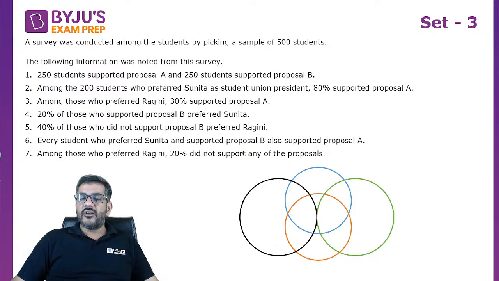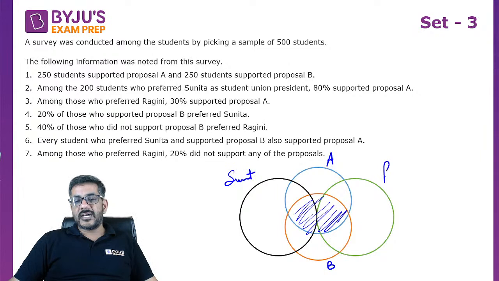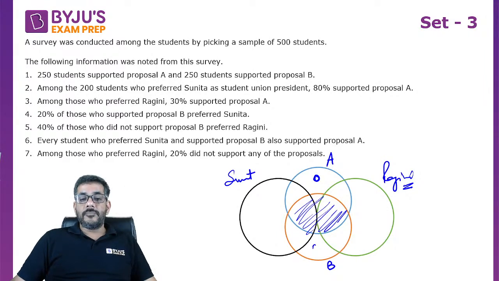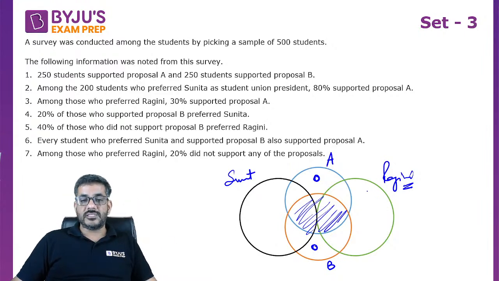So this is one kind of Venn diagram that you can make here. This is proposal A, proposal B. They have an intersection area between them because people can support both of them as well. These are the people who are supporting Sunita. These are the people who are supporting Ragini. But there is no person here who is supporting a proposal but not supporting Sunita or Ragini. No person here who is supporting proposal B but not supporting Sunita or Ragini, right? And what is this area?